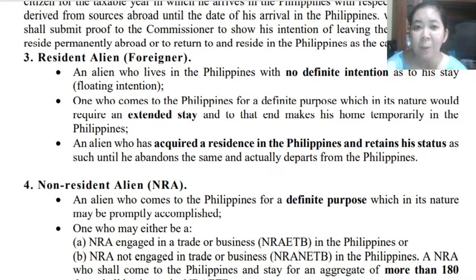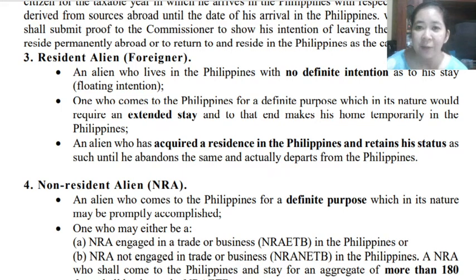So meaning he has no definite intention to stay, or the foreigner is not sure how long he will stay here in the Philippines. But the point here is that a foreigner will be classified as a resident alien if he is not a Filipino citizen and he is residing or living here in the Philippines. So that is a resident alien.